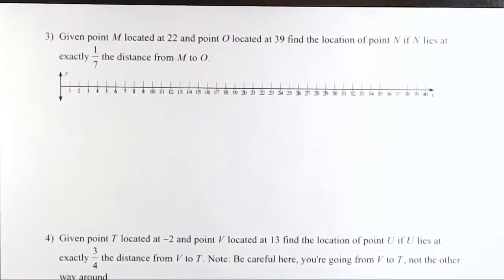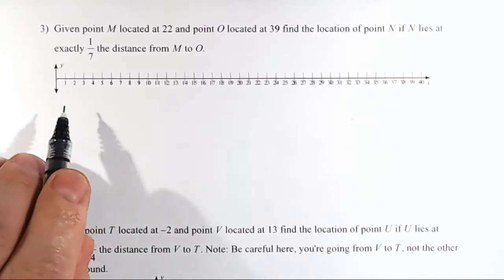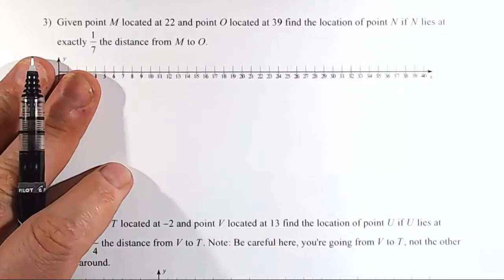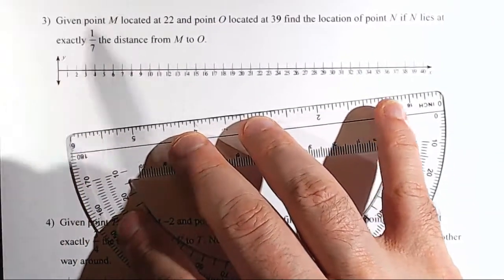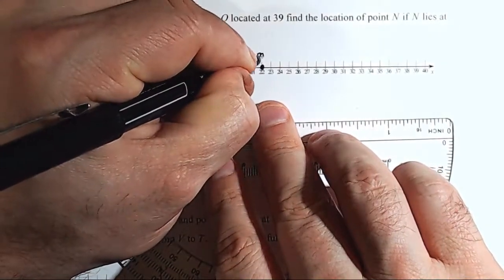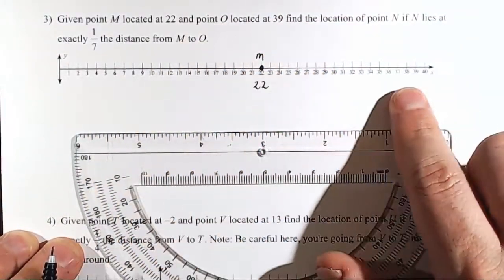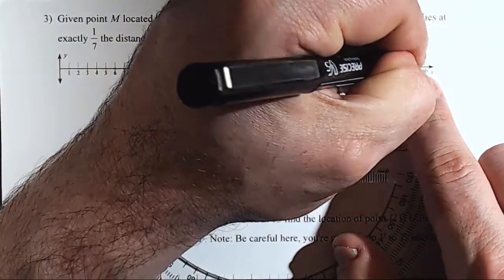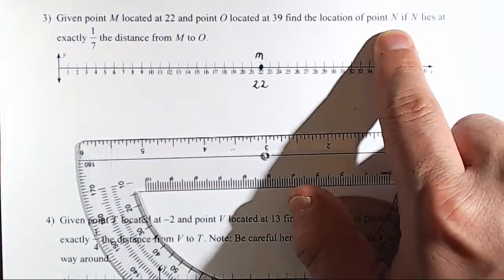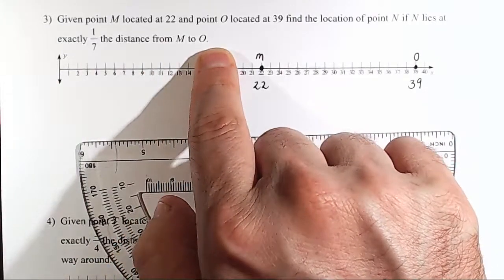Uh-oh. This looks frightening, especially if you're watching this on a small screen. This is just a number line starting at 0 and going all the way to 40. All right. Given point M is located at 22, here that is, I'm going to write it out bigger. This is point M at location 22, and point O at location 39. Okay. I want to find point N if N lies at exactly 1/7 the distance from M to O.